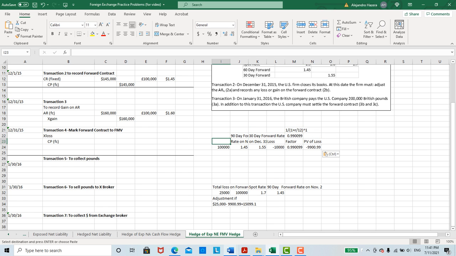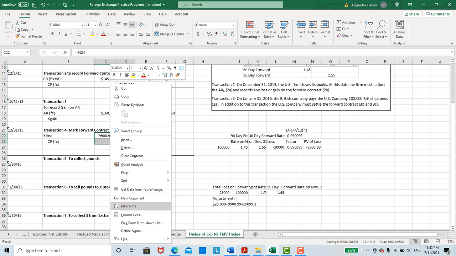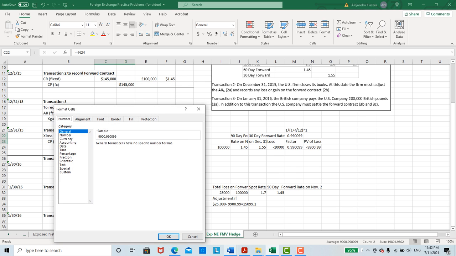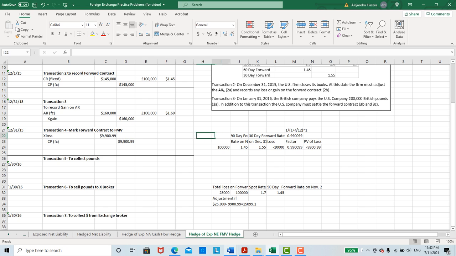Okay, and the amount that we're going to put in is equal to negative, the loss on the forward contract. That amount and that amount. I'll explain this in a second. Let's put this in dollars. But let's go ahead and do this calculation.